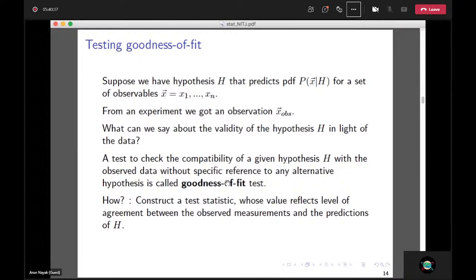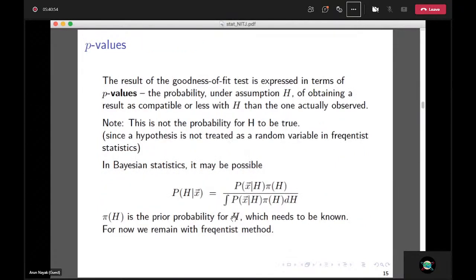So how do we do it? We construct a test statistic whose value reflects some level of agreement between the observed measurements and the predictions given by the hypothesis H. Then there is something called the p-value. The p-value is the result of the goodness-of-fit test, expressed in terms of the probability, assuming that H is true, of obtaining a result which is as compatible or less compatible with H than the one actually observed.